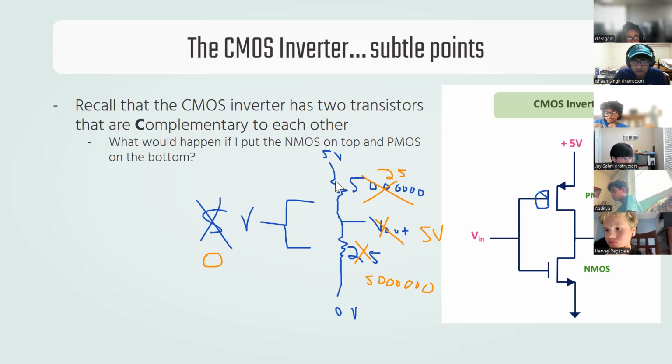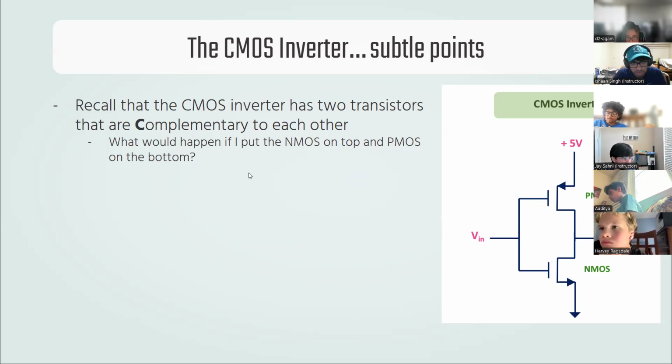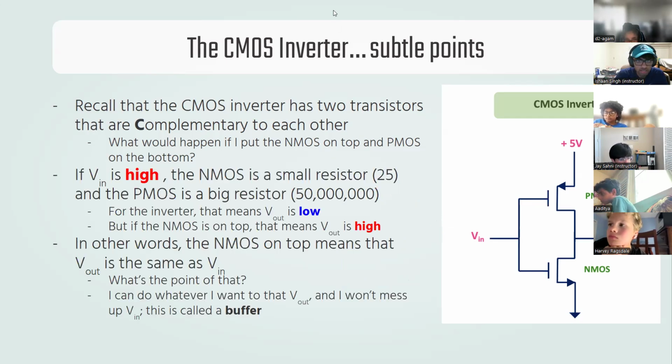So this device just inverts the voltage. But that's because we put the PMOS on top and the NMOS on the bottom. What if we put the NMOS on top and the PMOS on the bottom? Okay, well, I'll just walk us through it again, but we should get the logic by now.